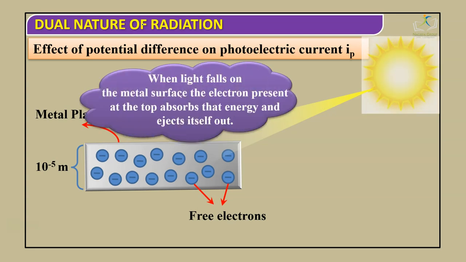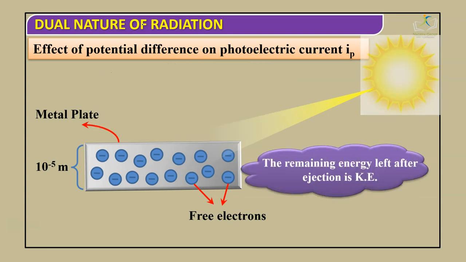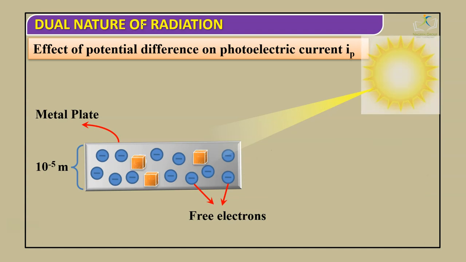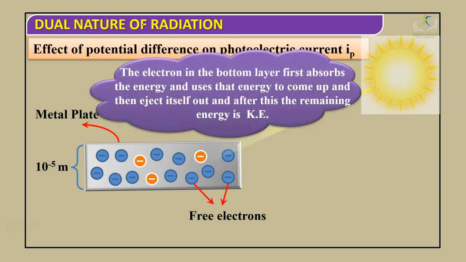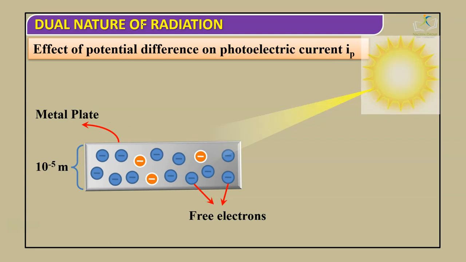When light falls on the metal surface, the electron present at the top absorbs that energy and ejects itself out. The remaining energy left after the ejection is called the kinetic energy. But what about the electrons in the bottom layers? The electron in the bottom layer first absorbs the energy and uses that energy to come up and then eject out, and after this the remaining energy is kinetic energy.